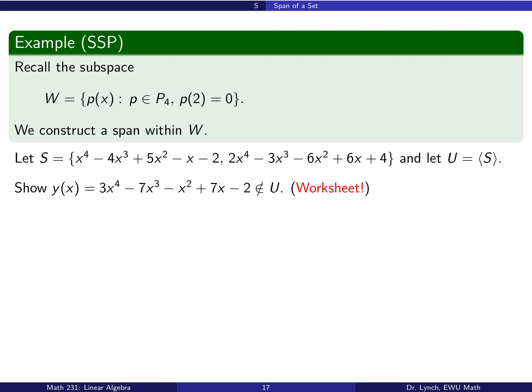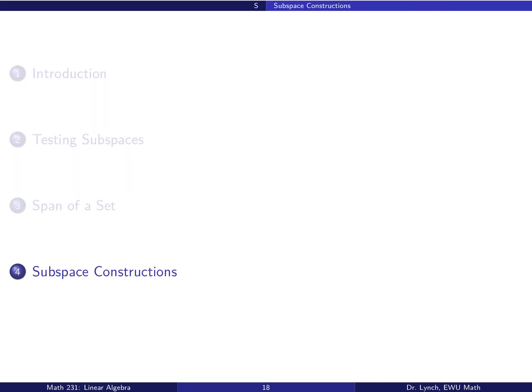Of course, there are some quartic polynomials that are outside the span. I'll let you go ahead and work this out, but it's pretty quick to show that this element y is not an element of the span of S. Okay, so we can go ahead and cook up some subspaces based on this idea of a span.